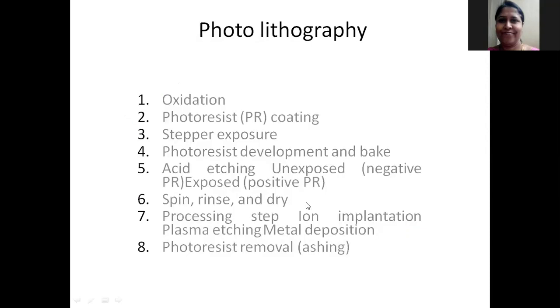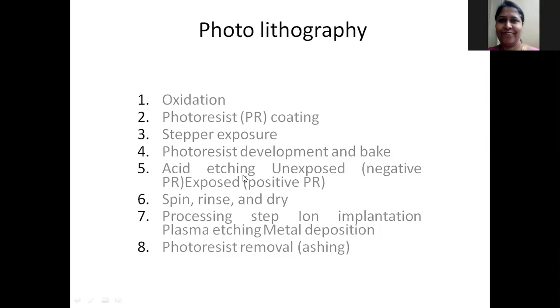If you recollect, these are the steps we did. First, we subjected the chip to oxidation, wherein we got a layer of SiO2 over the chip. Then we applied a photoresist material, exposed that to UV rays, and photoresist development takes place. You have to remove the portion which is not required with the help of acid etching.